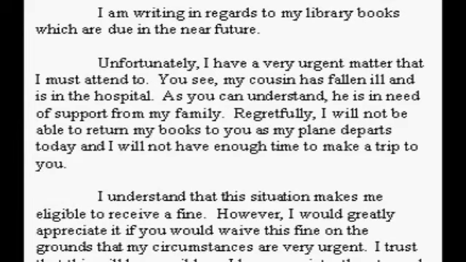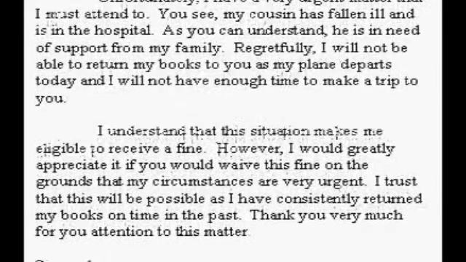Now, one thing I'd just like to point out before we conclude is that there are some words in here that help the entire letter work together. Okay, and the words I'm talking about are basically separated by commas. So you see in here we have: you see, as you can understand, regretfully, and then down here we use however, and I trust that this will be possible.